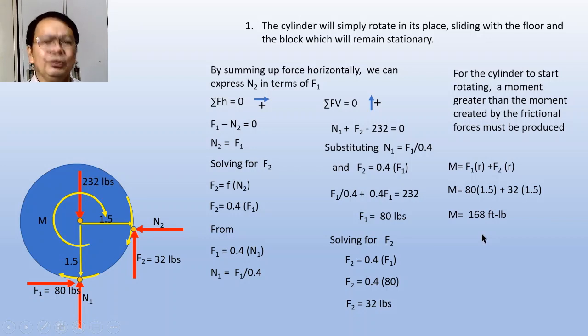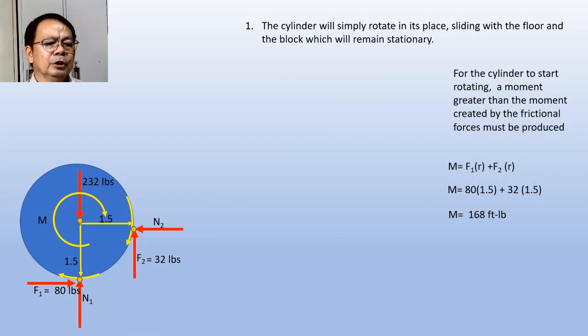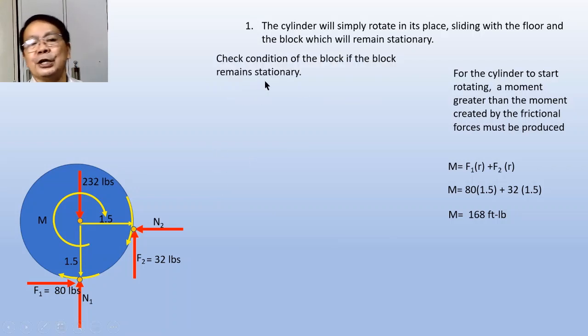Pero, yun nga ba talaga ang kanyang magiging aksyon? Kaya magiging aksyon talaga bang iikot siya? Wala ba siyang tsansang maitulak naman yung block na nasa bandang kanan niya? So, ganito yung mangyayari, ano? Okay. So, ipakita natin. We check now the condition of the block if the block remains stationary. Subukan nating check-in. Mananatili ba yung block na stationary kung iikot ito?